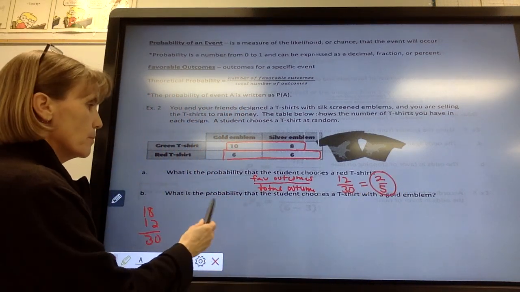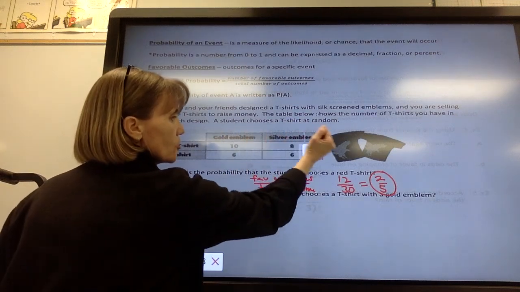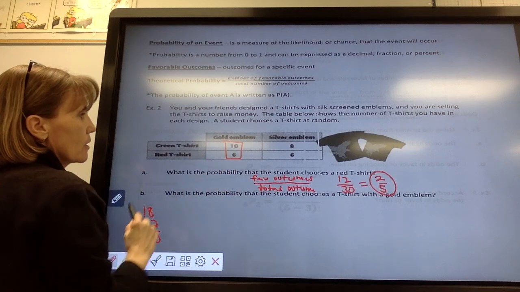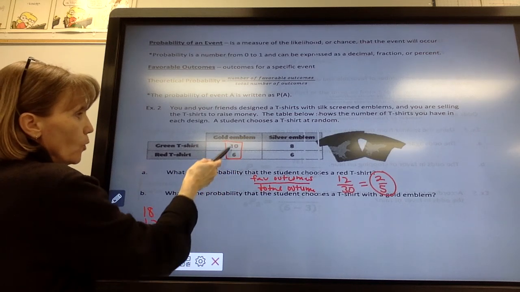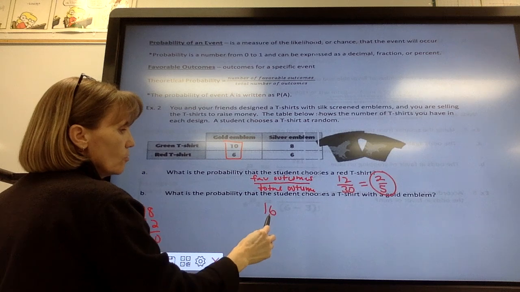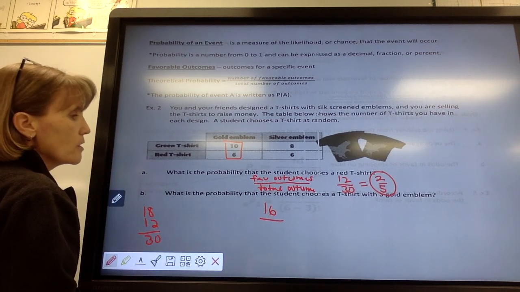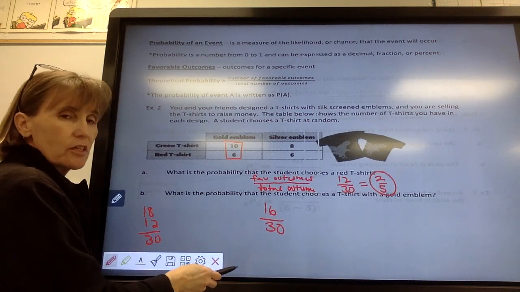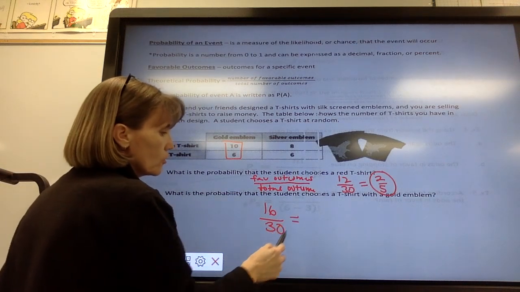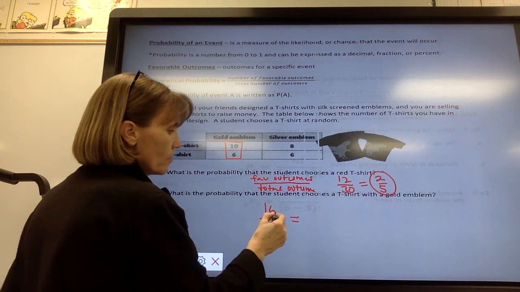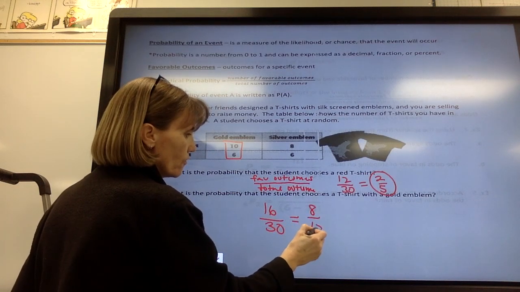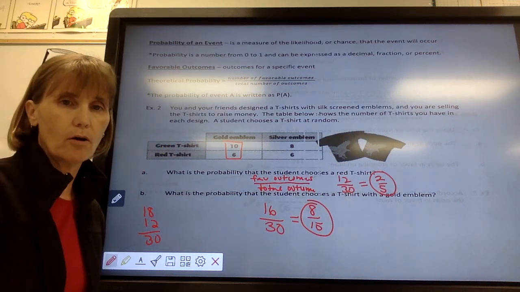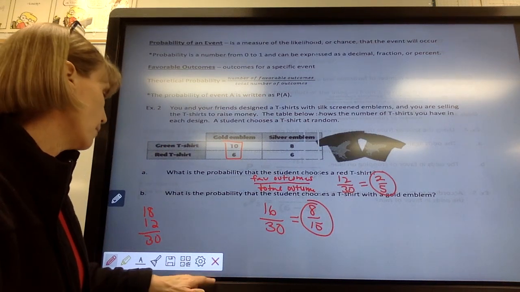It says, what is the probability that a student chooses a t-shirt with a gold emblem? It doesn't say what color it has to be, but it just has to have a gold emblem. There's 16 of those that are favorable, what we want, and there's still a total of 30 t-shirts. So I'd start with 16 out of 30, and then I want to reduce that down. If I divide them both by 2, I get 8 over 15. So 8 over 15 is my probability of selecting a t-shirt with a gold emblem.